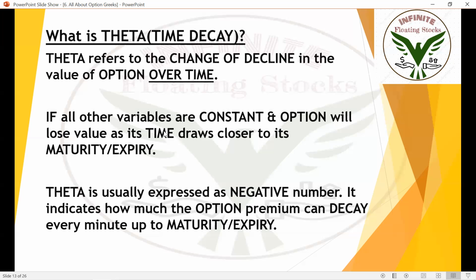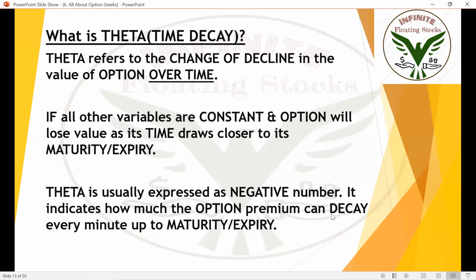If all variables are constant, that's what I told. Imagine that Nifty or Bank Nifty or some underlying asset is not moving. So if all other variables are constant, an option loses value as it draws closer to its maturity or expiry. When options are moving close to expiry, their premiums will come down to zero because of the time decay effect, because of the theta effect. Theta is usually expressed as a negative number.